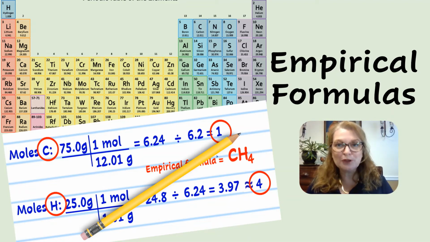Today's topic is empirical formulas. We're going to learn what an empirical formula is and how to determine an empirical formula from the percent composition of a compound. So grab your calculator and a periodic table and we can begin.